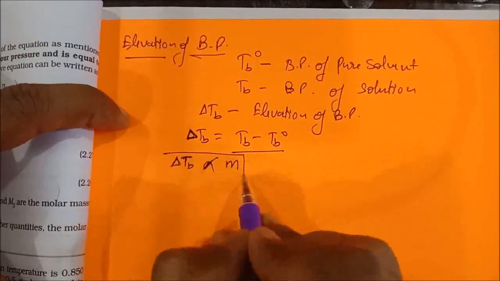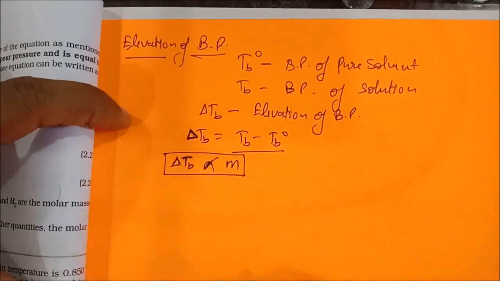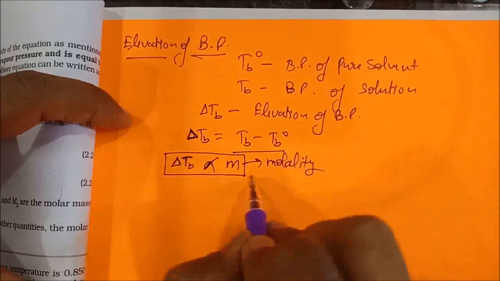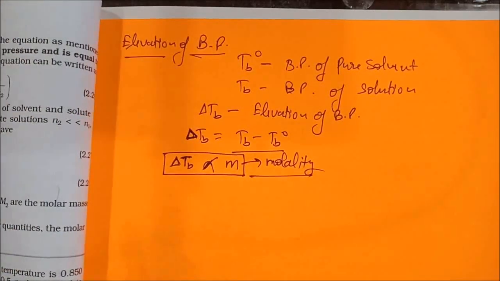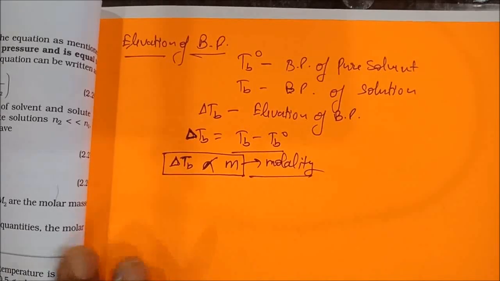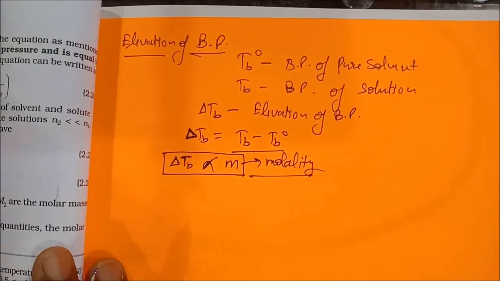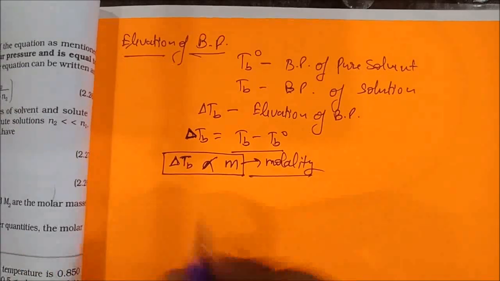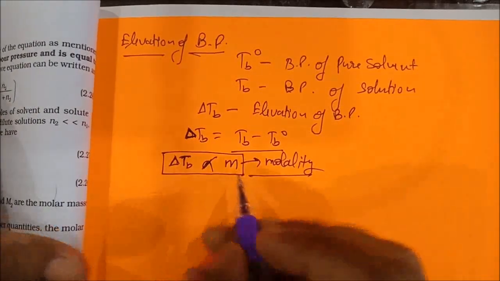So in mathematical terms, delta TB is directly proportional to the molality of the solution. Okay, because the amount of the solute which you are adding is considered in terms of weight only, because the solute which you are adding is in the solid state. So delta TB is directly proportional to molality.